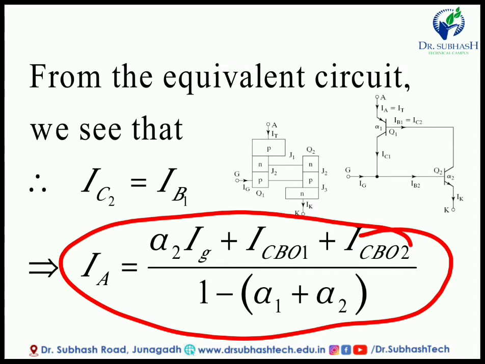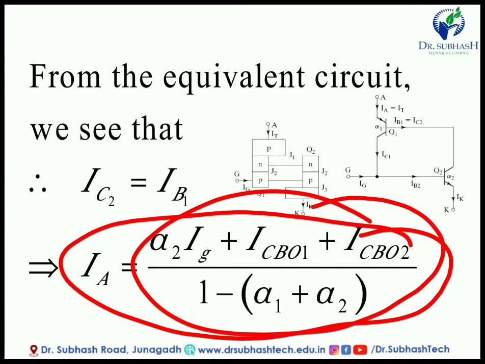In the previous slide we have seen the equation of IA, and putting in all the values we get this total equation. IA is equal to this ratio, which is in terms of alpha: alpha 2 IG plus ICBO1 plus ICBO2, divided by 1 minus (alpha 1 plus alpha 2). So this equation we get from the equivalent circuit.